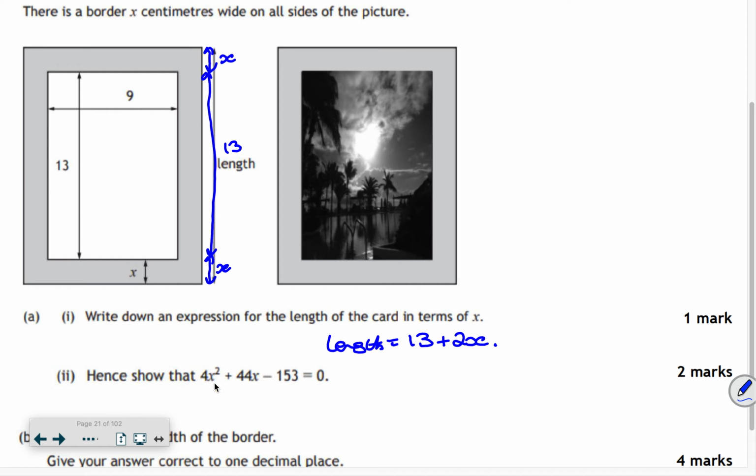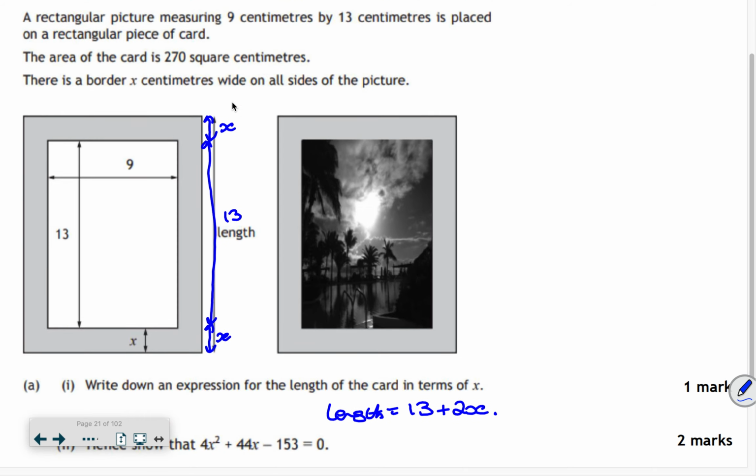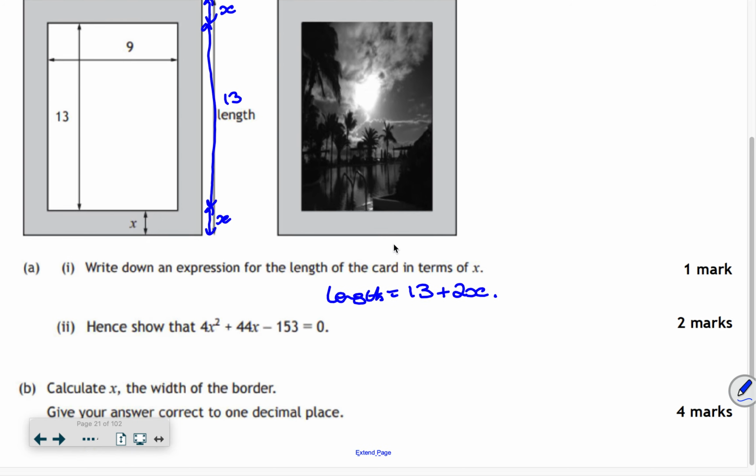Hence show that 4x squared plus 44x minus 153 is equal to 0. So this involves me making up a new quadratic. This question is talking about the area of the piece of card. So if I want to make this quadratic equation appear, I have to consider the area of the card. So the length is 13 plus 2x.